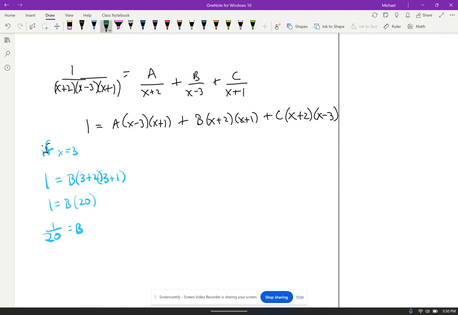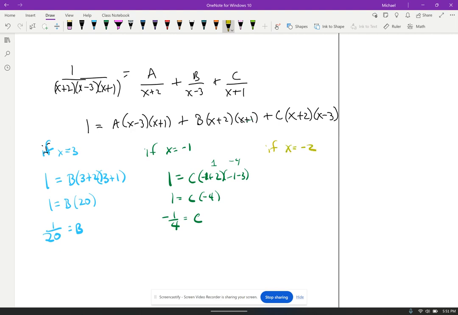And then I pick another value. What if x equals negative 1? Well, I still have 1 on the left side of the equal sign, but if I substitute negative 1, this thing's gone, and this thing's gone, but then I'm left with negative 1 plus 2 times negative 1 minus 3. So this is going to be positive 1, this is going to be negative 4, so I'm left with c times negative 4. That means c is negative 1/4. I'm going to pause here, or you can pause the video and recapture all that quick work.